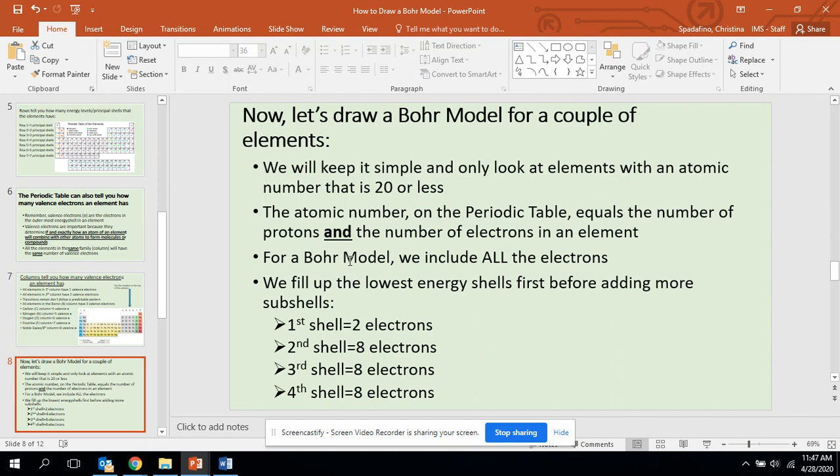You notice it says for a Bohr model, we include all electrons. So Bohr model, we draw all the electrons. When we get to Lewis dot tomorrow, you'll notice we're just diagramming the valence electrons. Lewis dot is a lot easier than Bohr, but Bohr is super important to understand how an atom works, how the element then combines with other elements in our periodic table.